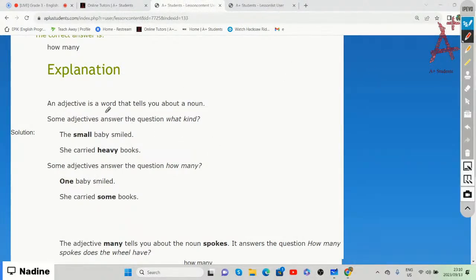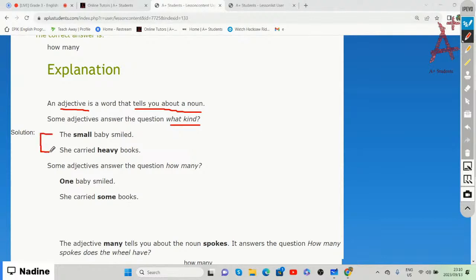So an adjective, right? We said that an adjective is a word that tells you about a noun. It describes the noun, it modifies the noun, so it basically just tells us more about the noun, mainly describing the noun. And some adjectives answer questions like what kind? Adjectives that answer questions like what kind, we have a few examples.